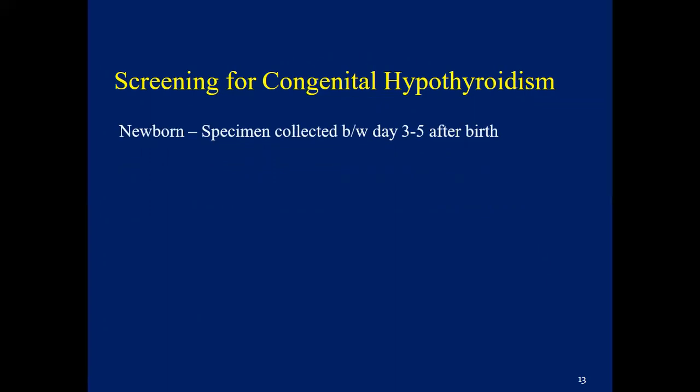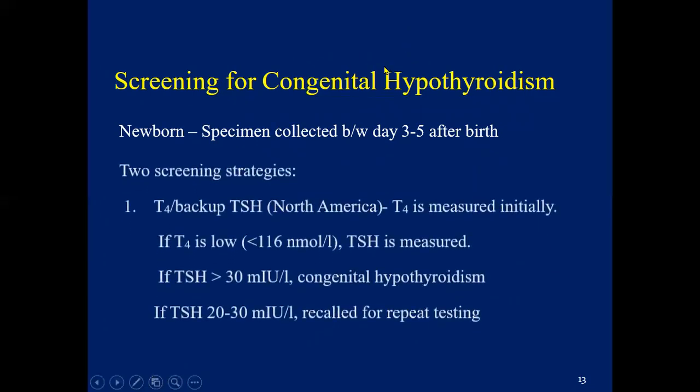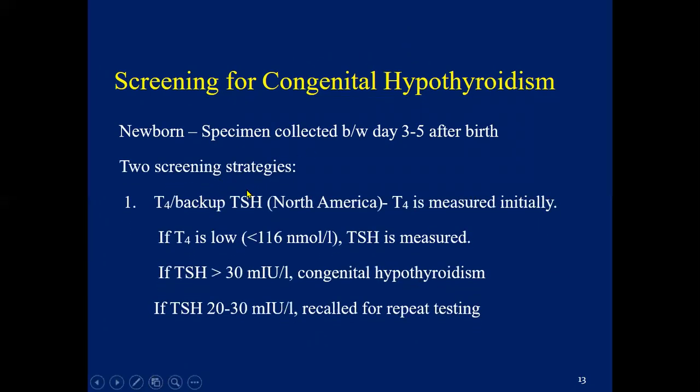Specimen is collected about 2 to 3 days after birth, and there are two screening strategies. One is that you measure the T4 and it is backed up by the TSH. T4 is measured initially, and if T4 is low, then TSH is measured. If TSH is more than 30, congenital hypothyroidism is confirmed. If it is borderline, 20 to 30, then it is recalled for repeat testing.